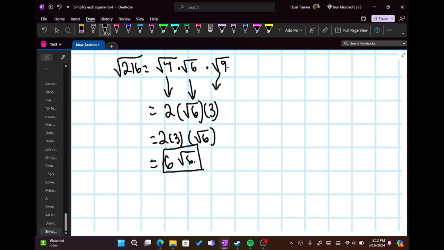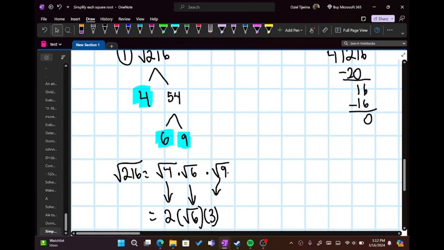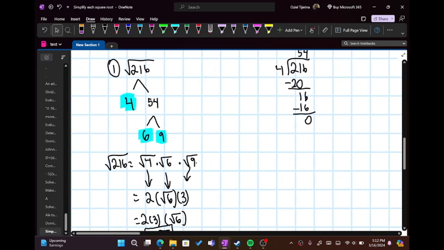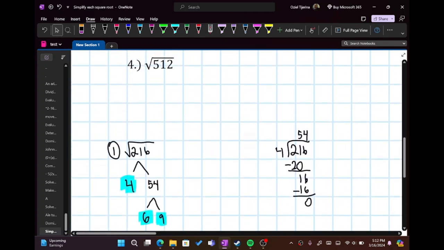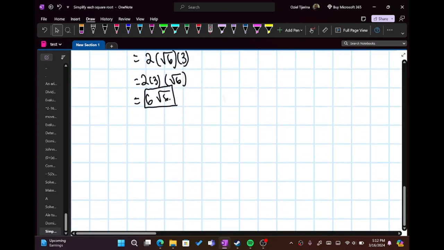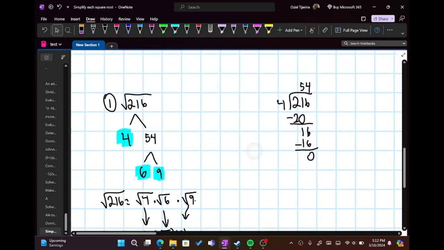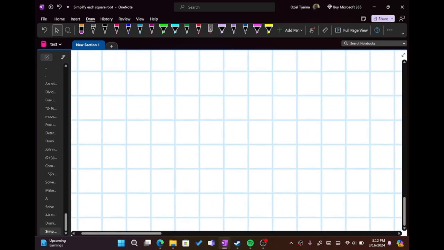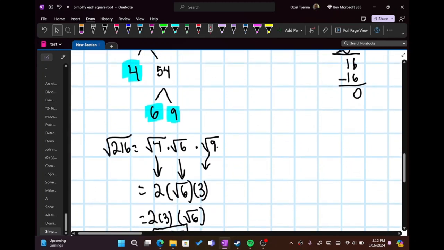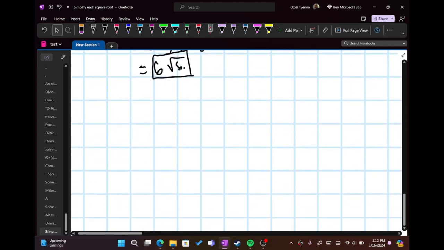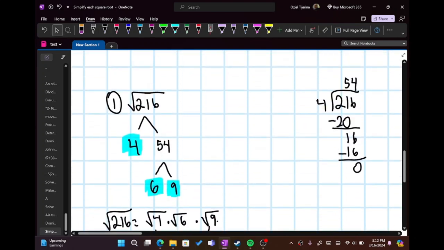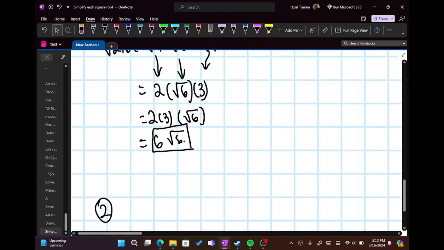It doesn't matter how you break it up, guys. You can try to factor it completely, like find all the factors of 216, as long as you understand the properties of square roots. But this is the easiest way we can do it. You always want to try to find a number that you can take the square root of that goes into the number inside of this square root. I hope that makes sense.